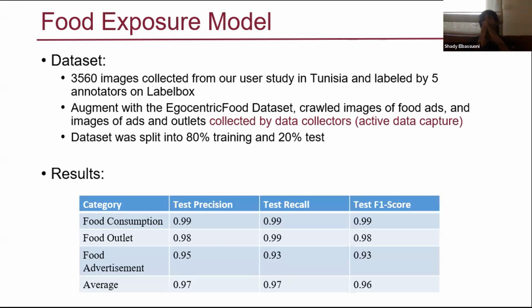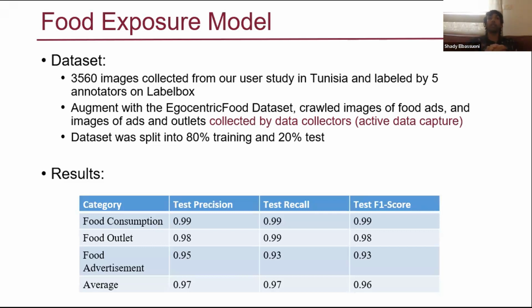In addition to that, since we realized that the majority of the data really fell under the category of food consumption, we had to augment this data to include more images of advertisements and outlets. We used a public data set, the egocentric food data set. In addition, we crawled some images of food ads. And finally, we also included some images collected by data collectors in our study, which we refer to as the active data capture mode, which Christelle will talk about in a bit.